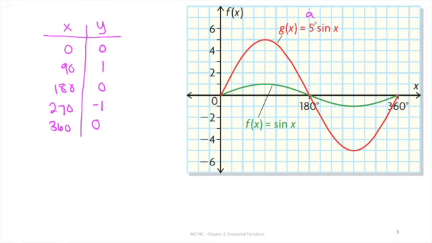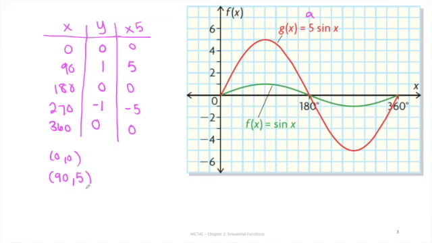Okay, and then because our A is a vertical stretch and compression, you are going to be affecting your Y values, right? Vertical is up and down. So you're going to take your Y's and we're going to multiply our Y's by 5. Okay, so 0 times 5 is 0, 1 times 5 is 5, 0, negative 5, and 0. Okay, nothing has happened to our X's here, so we just leave them. So you have new points. So we have the 0, 0, 90, 5, 180, 0, 270, negative 5, 360, 0.